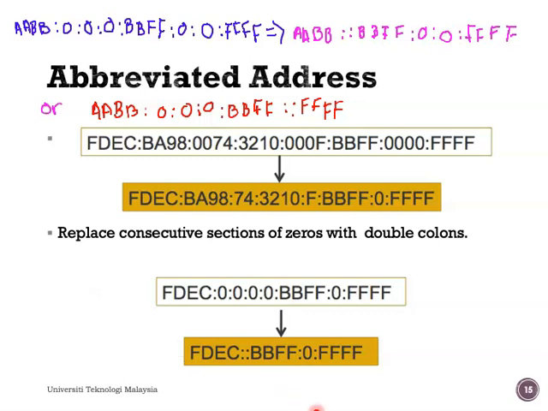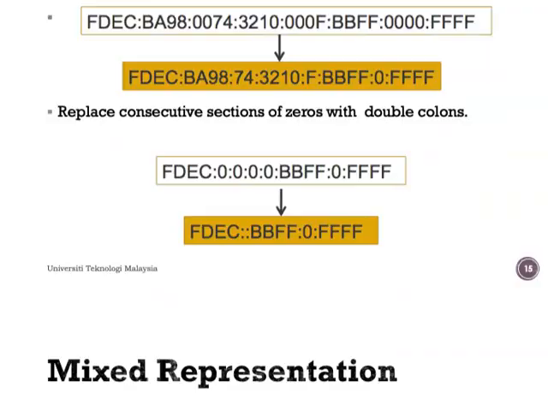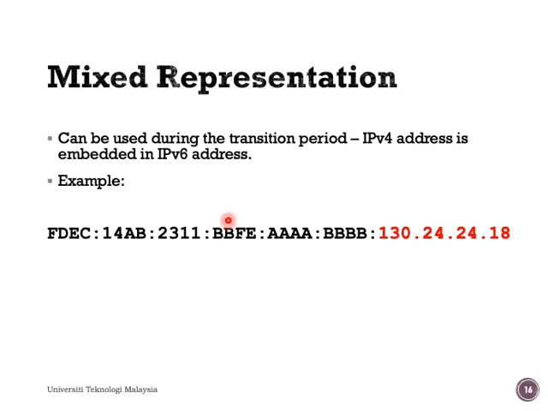Besides the abbreviated address, an IPv6 address can also be represented in mixed representation. This can be used during the transition period. For example, we embed an IPv4 address in an IPv6 address. So this is the example.